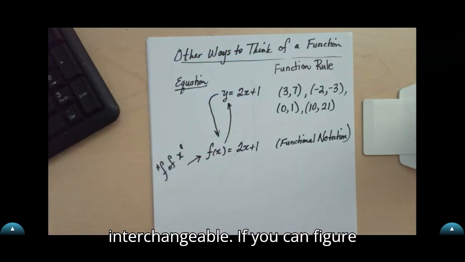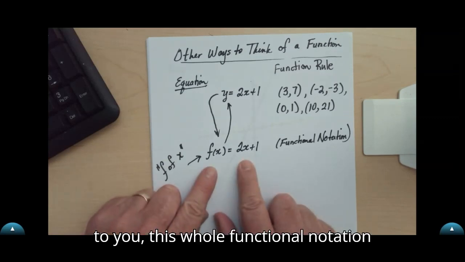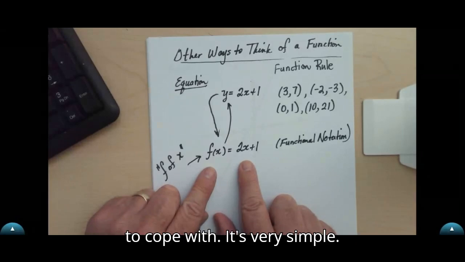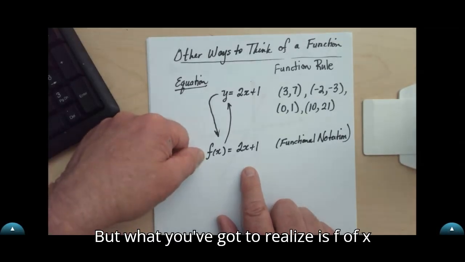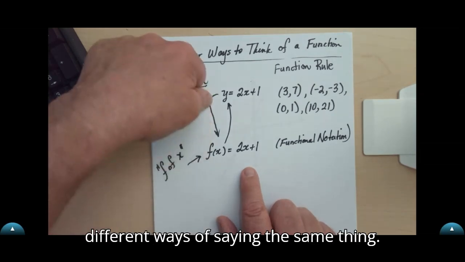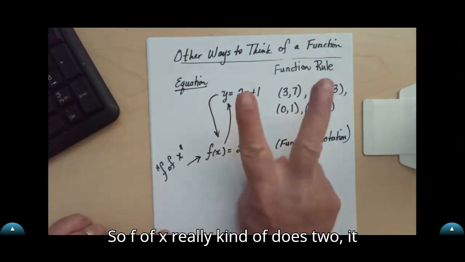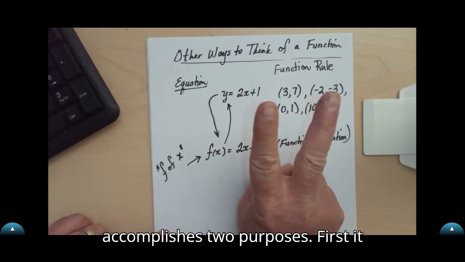If you can figure this part out and get this to make sense to you, this whole functional notation thing is going to be a lot easier for you to cope with. It's very simple. But what you've got to realize is f of x and y are the same thing. It's two different ways of saying the same thing. So f of x really kind of accomplishes two purposes.